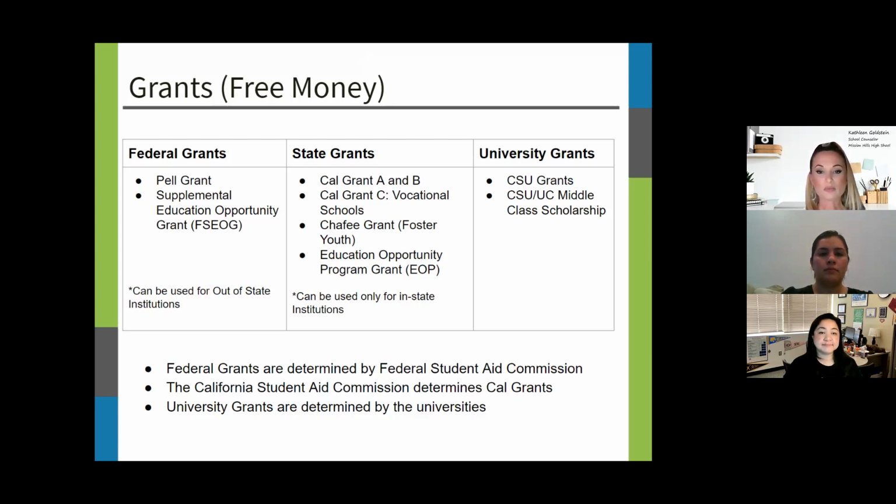It is not all three. If you are granted a Cal Grant, you will be granted one of the three based off of financial need, as well as what you're planning to study, as well as overall GPA. And finally, the university grants. This is at the CSU as well as the UC level for the middle class scholarships.